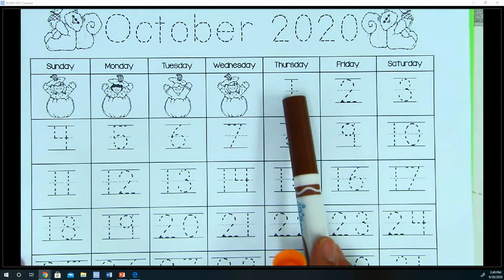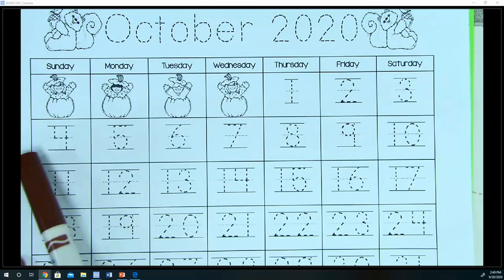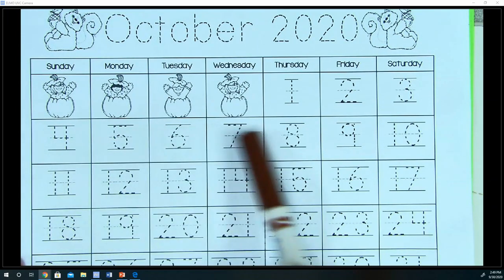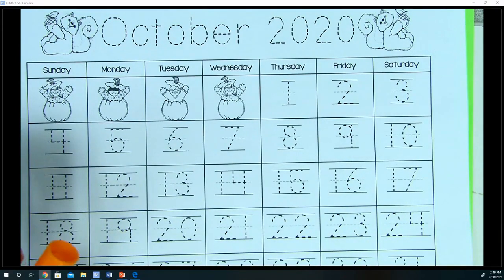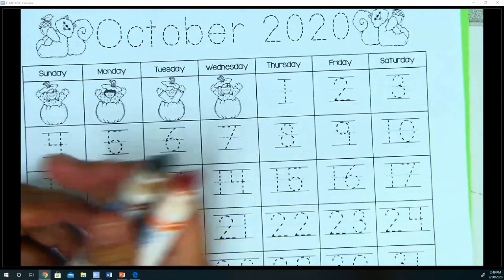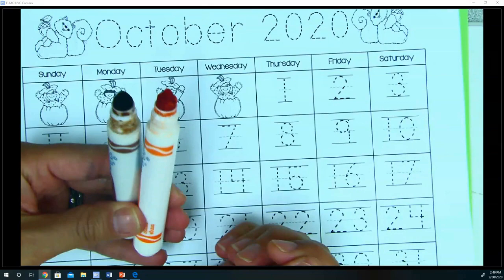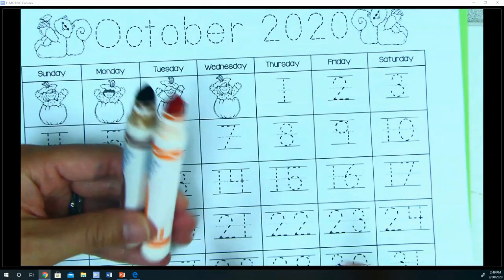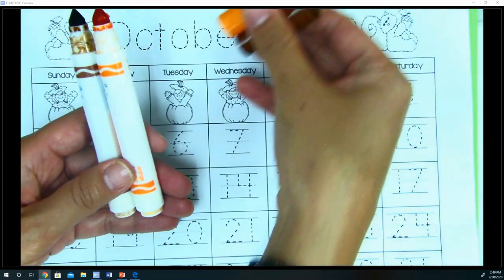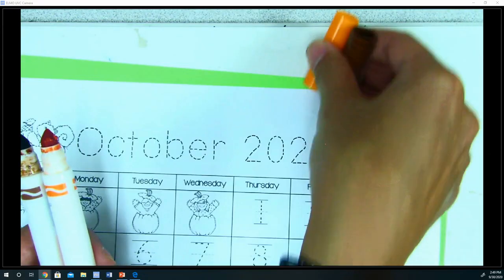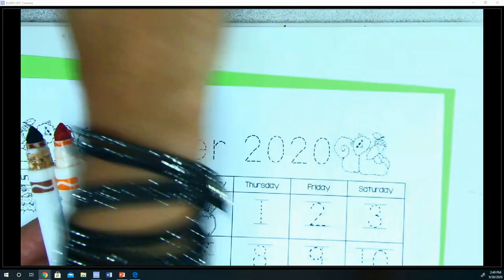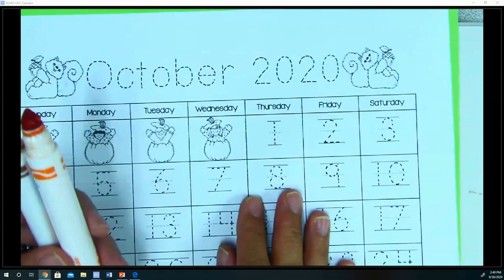Now you can see it goes 1, 2, 3, 4, 5, 6. The numbers are going this way. So let me show you how I'm going to do it. Okay, so I'm actually going to open both of my markers at the same time. So I don't have to keep on putting the cap on. So just leave the caps and just put it off to the side somewhere. Okay, don't put it back on the marker, just leave it off to the side.